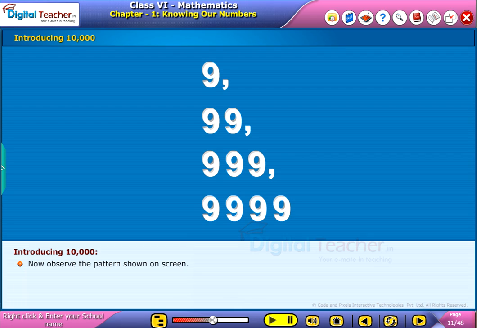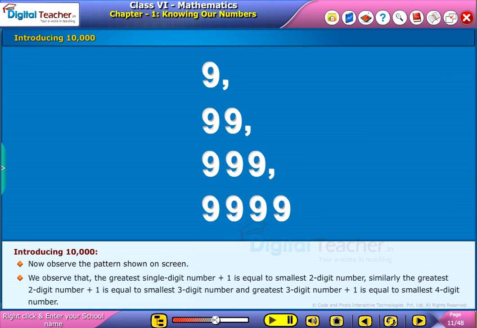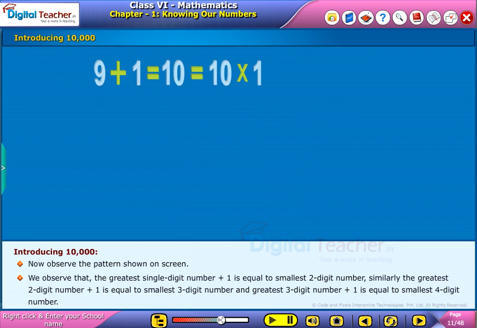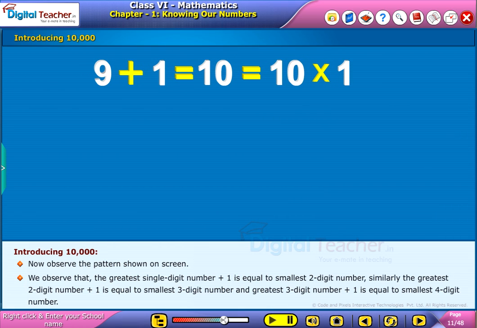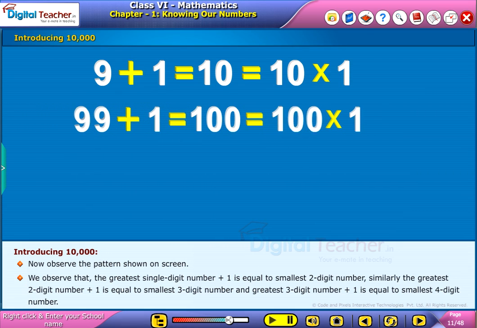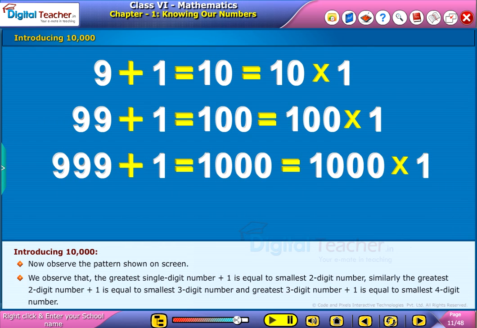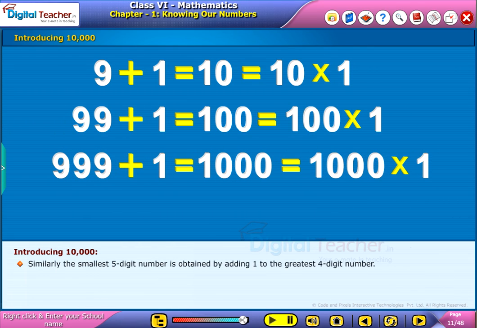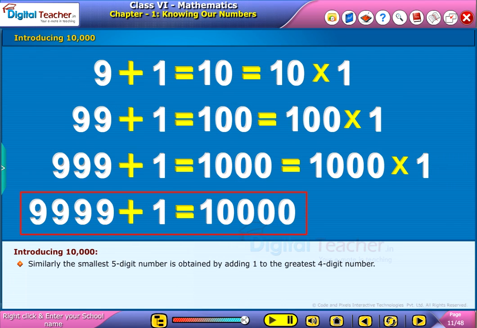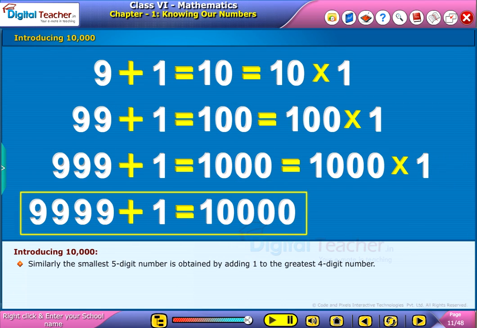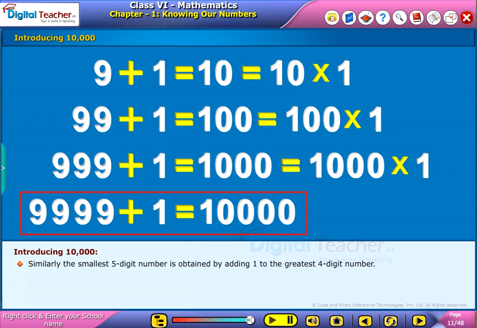Now observe the pattern shown on screen. We observe that the greatest single-digit number plus 1 is equal to the smallest two-digit number. Similarly, the greatest two-digit number plus 1 is equal to the smallest three-digit number, and the greatest three-digit number plus 1 is equal to the smallest four-digit number. Similarly, the smallest five-digit number is obtained by adding 1 to the greatest four-digit number.